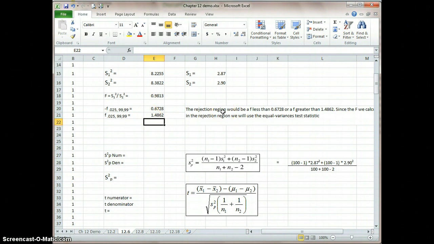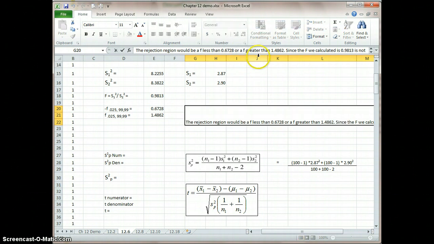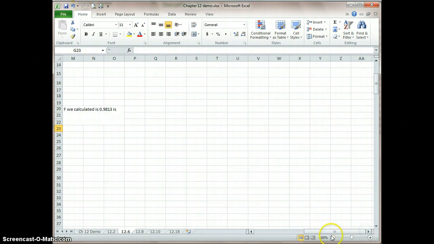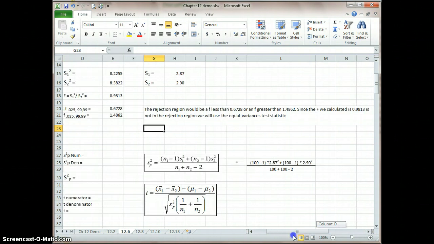The rejection region would be an F less than 0.6728 or an F greater than 1.462. Since the F we calculated, 0.9813, is not in that rejection region, we will use the equal variances test statistic.